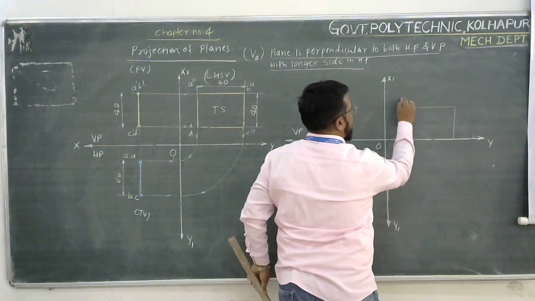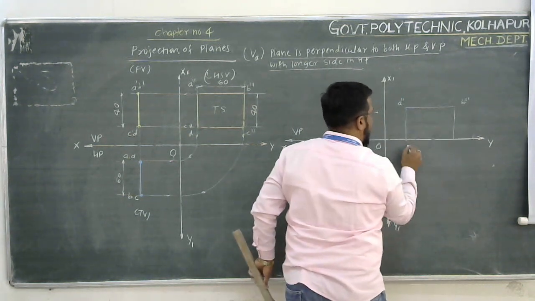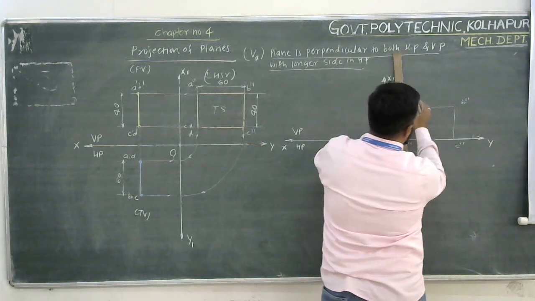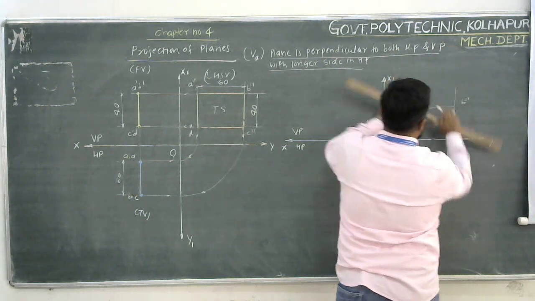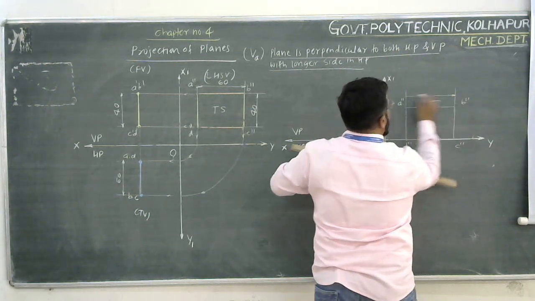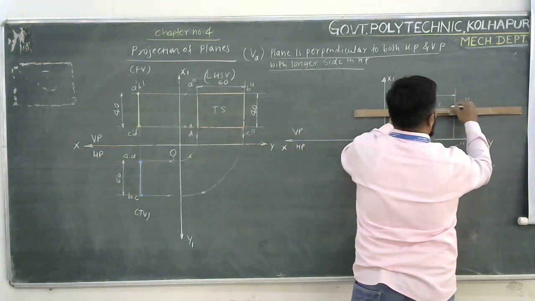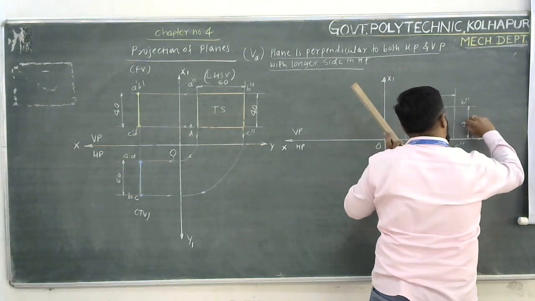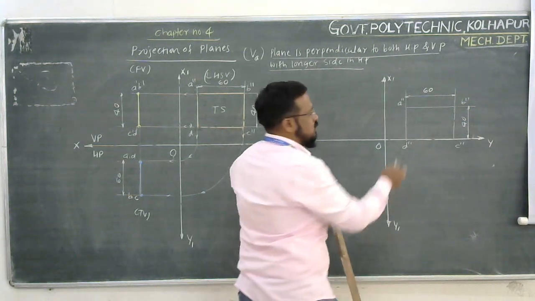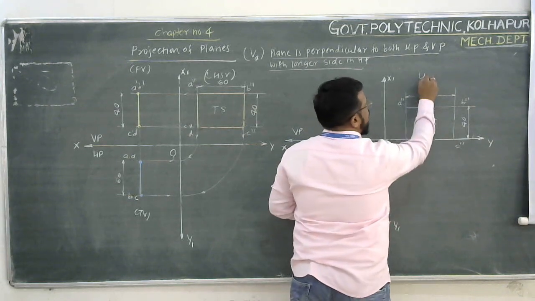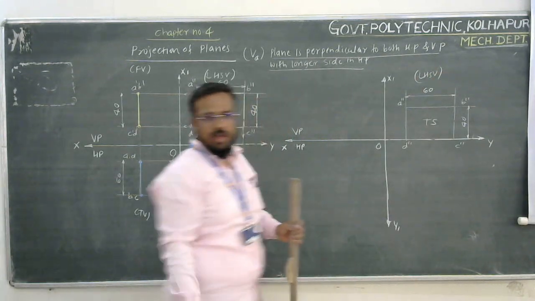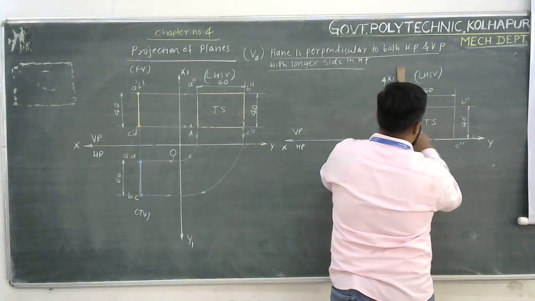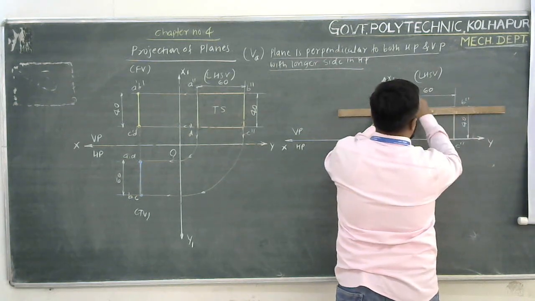This is A dash, A double dash, this is B double dash, this is C double dash, and this is D double dash. No doubt, this is measuring in length equal to 60 by 40. So I may mention here 60, and here I may mention that this is equal to 40. I am drawing this side view purposely because this side view shows me the true shape. So this is my left hand side. Okay. So I need to make it dark. So this way, this is the side view.